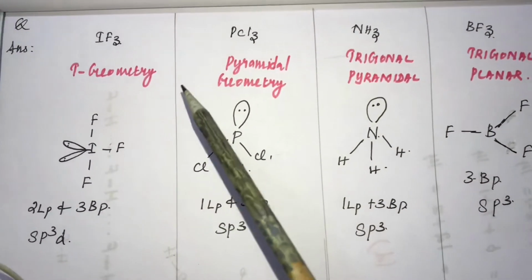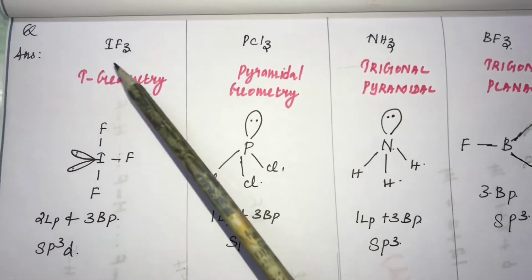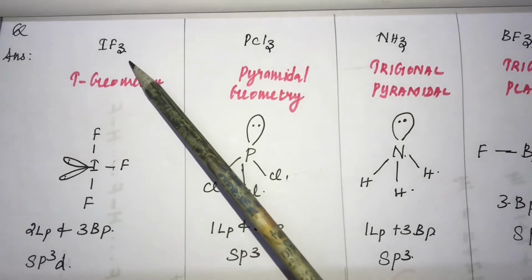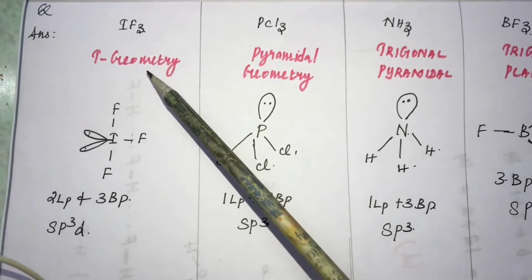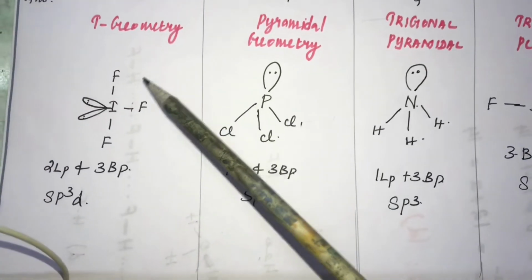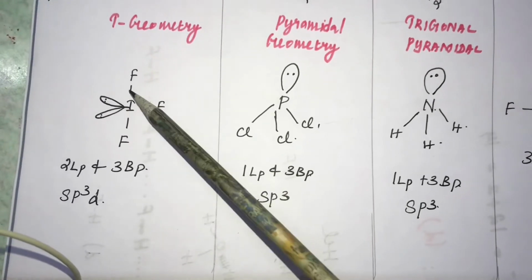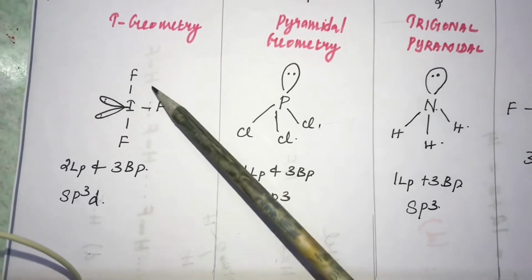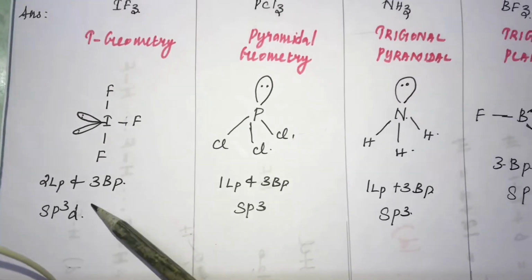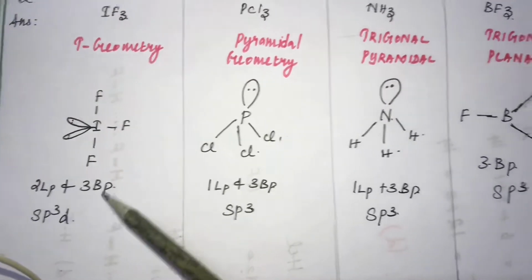molecule. The first one is IF3, trifluoroiodine, IF3. The structure is T geometry. Here there are 2 lone pairs of electrons and 3 bond pairs of electrons. The hybridization is sp3d hybridization.